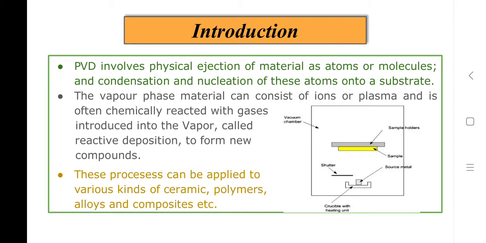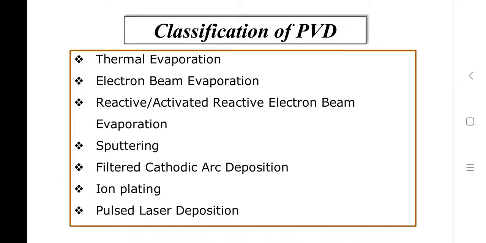Now, this is the next slide. We are going to discuss the classification of physical vapor deposition, or PVD, techniques. There are several types of PVD technique available, in terms of how we are going to modify those samples, how we are going to agitate the material or do the coating, and what form of energy we can use to agitate those materials and do the coating over the substrate.